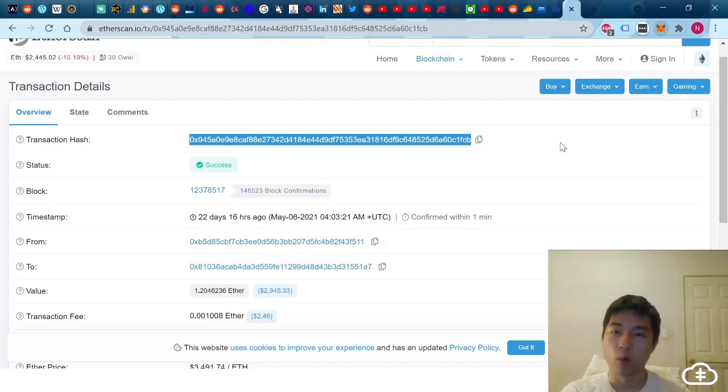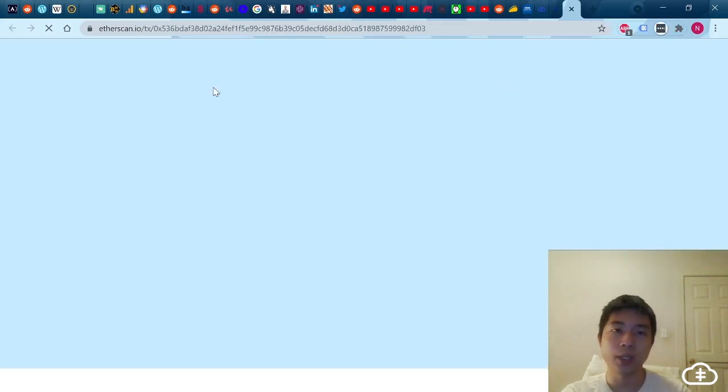And where do we find the transaction hash? It's actually right here. You just click this little box, copy transaction ID. That's the transaction hash. That's the label of your transaction. You can click that, or you can click view on Etherscan, and it'll pop you right in here.